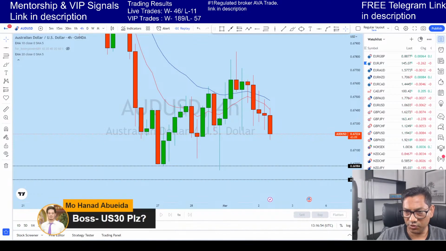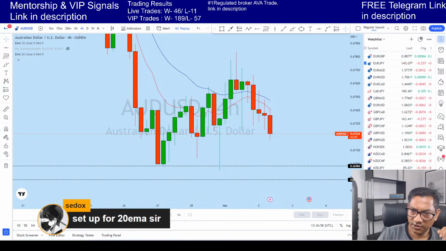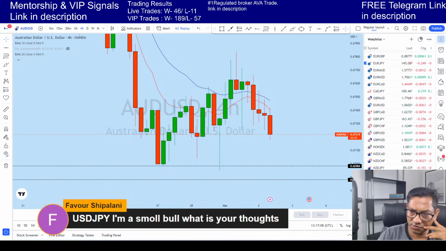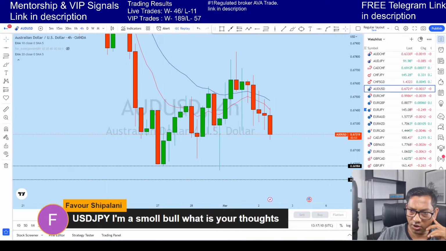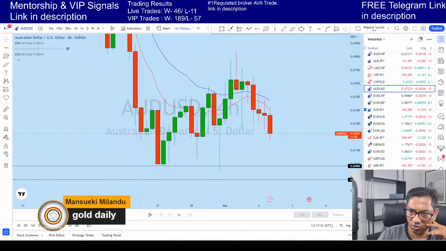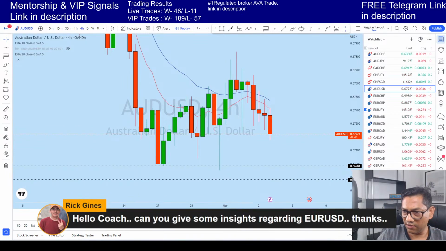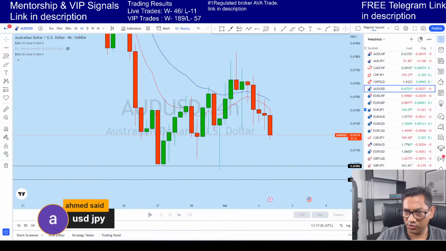Also US30, please, absolutely, I'll look at it. GJ, please set up the 20 EMA. Yeah, so we discussed that, hopefully you got it. Dollar yen, I'm a small bull. What's your thought? Faber shipping, okay, I'm a small bull. I'll look at it. Gold daily, absolutely. Can you give me some insight regarding Euro USD? Yeah, I will be looking at Euro USD as well. Dollar yen, absolutely. Thank you, coach.